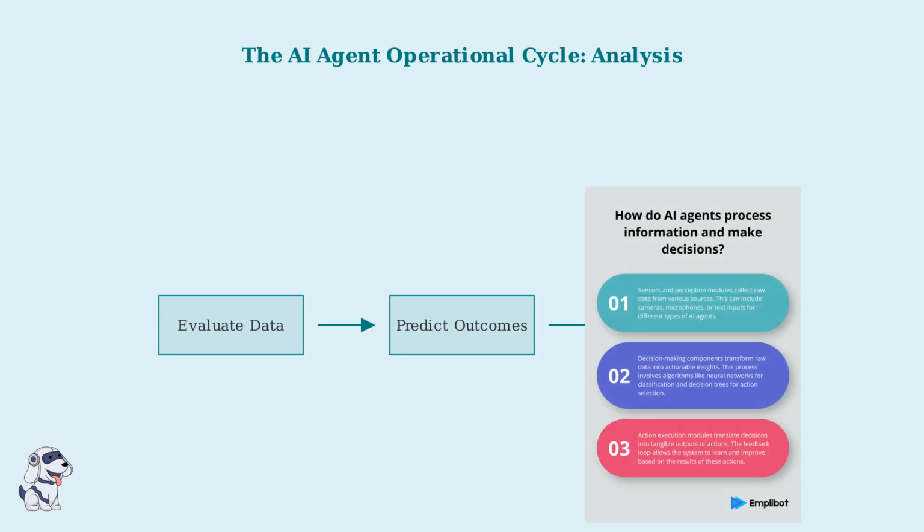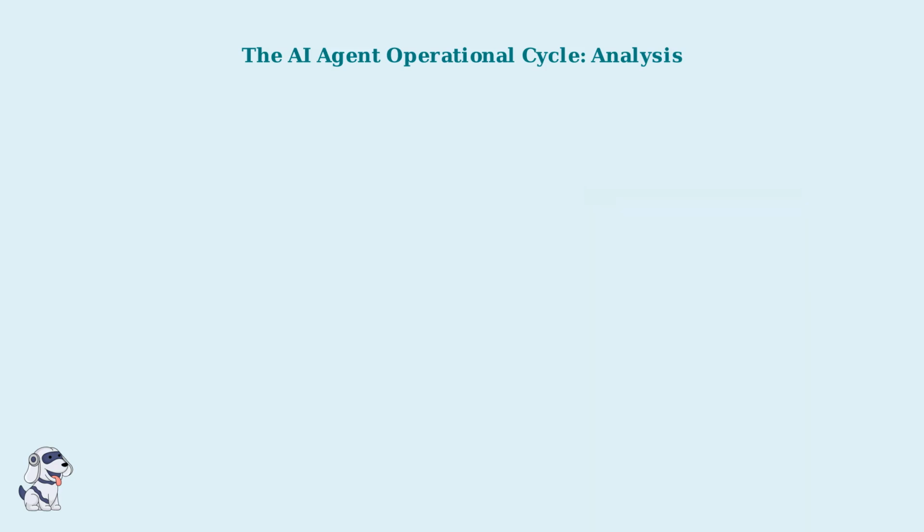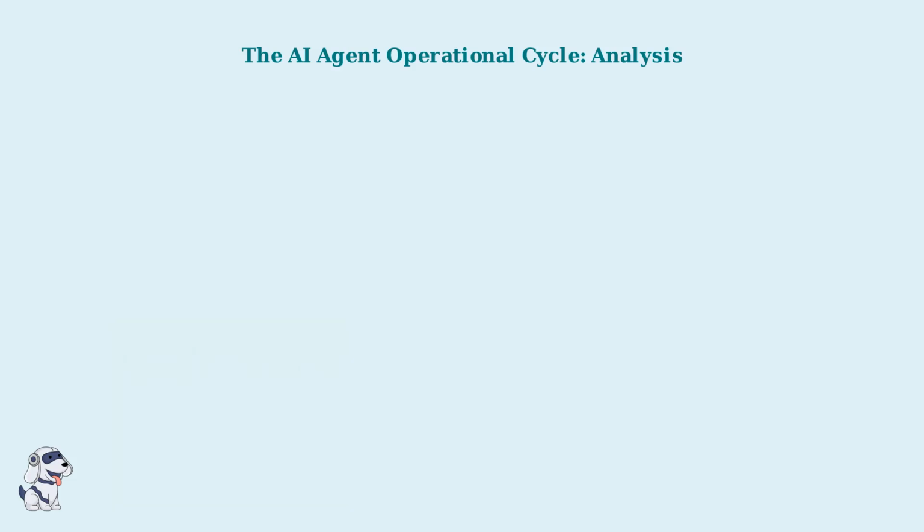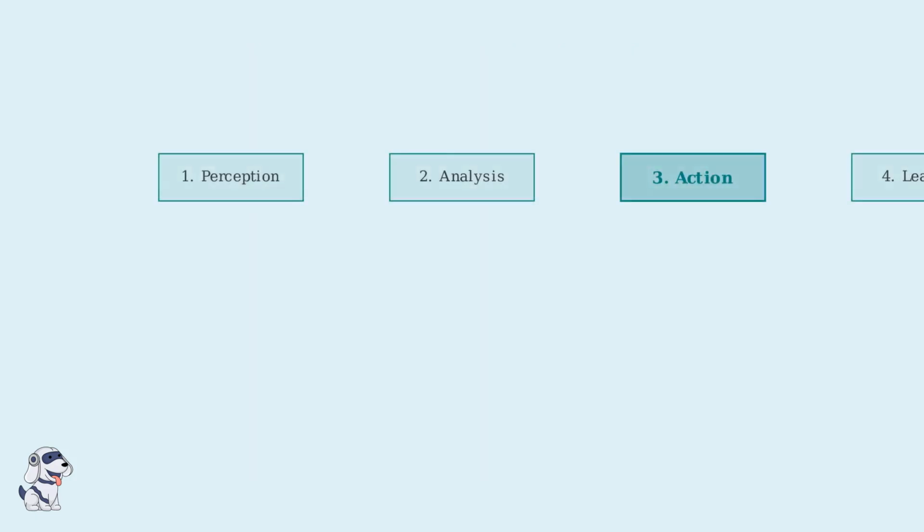This diagram illustrates how AI agents process information and make decisions, showing the flow from data collection to action execution. The predictive model workflow shows how data sets are transformed into actionable insights through training and deployment, a key part of the analysis process. The third step in the AI agent operational cycle is action.